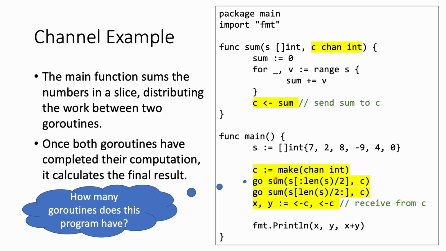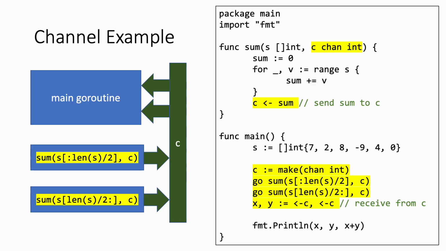Each of the calls to function sum is placed in a Go statement. So it distributes the work between the two Go routines. Once both Go routines have completed their computation, it calculates the final result by receiving two values from channel c and calculating the sum of those two values. So, how many Go routines does this program have?